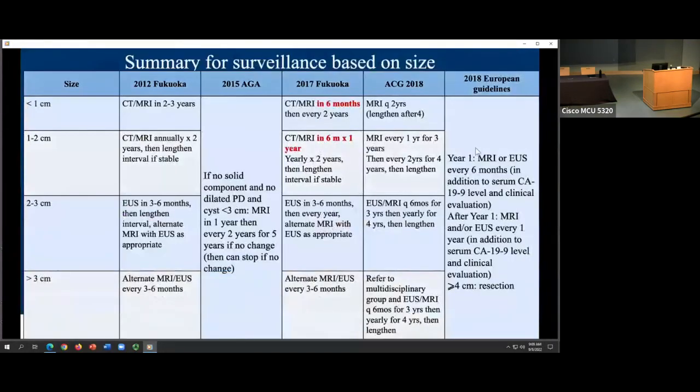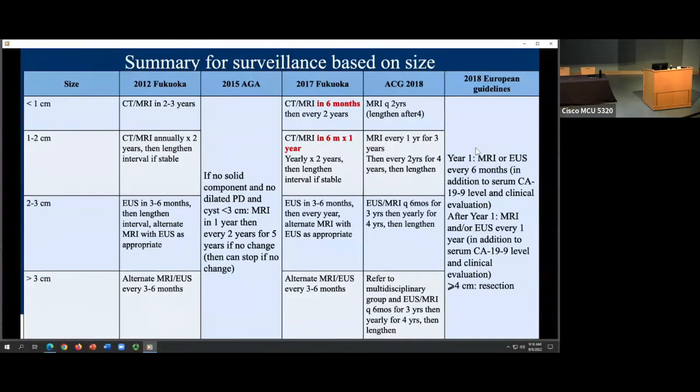So when the pancreatic cysts do not have any of the previously discussed high-risk features, they enter into a surveillance program. And this slide summarizes the surveillance recommendations by the various guidelines based on the cyst size. And if it's a less than 1 centimeter cyst, the Fukuoka guidelines recommend a CT or MR in 6 months and then every 2 years. Whereas the ACG guidelines suggest MRI every 2 years and then lengthen thereafter.